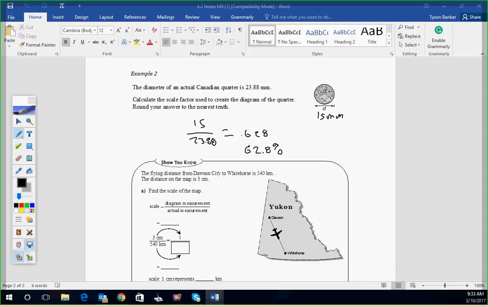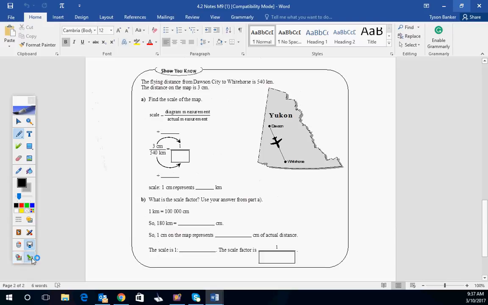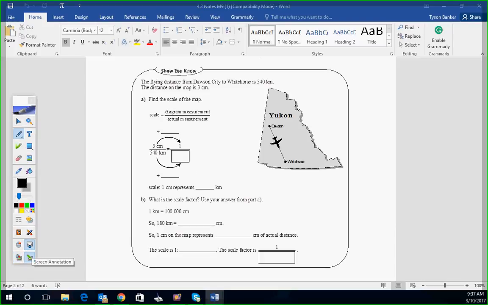All right, last one here. The flying distance from Dawson City to Whitehorse is 540 kilometers. The distance on the map is 3 centimeters. Find the scale of the map. So that means every 3 centimeters is 540 kilometers. So to figure out what every 1 centimeter is, we divide those.